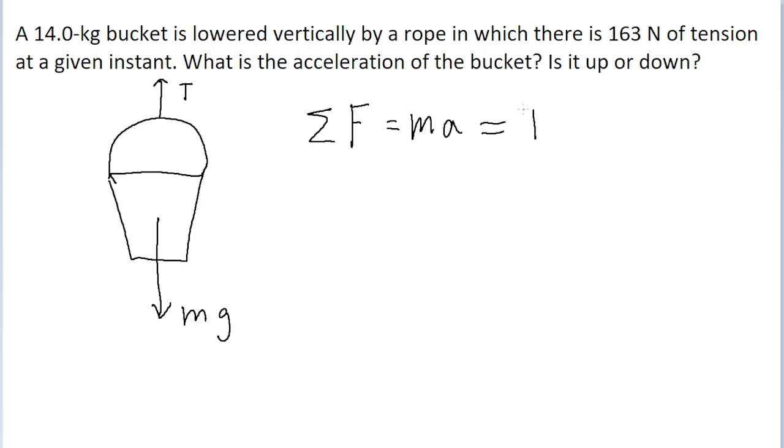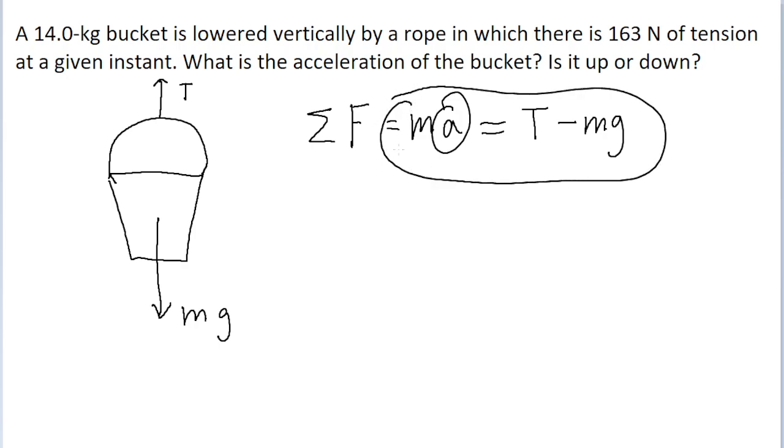Now, first off, that involves the tension, which is pointed upwards, and then pointed downwards in the opposite direction, opposing the force due to tension, is the weight of the bucket, mg. So we're going to have to subtract because the forces are working against each other. So minus mg.